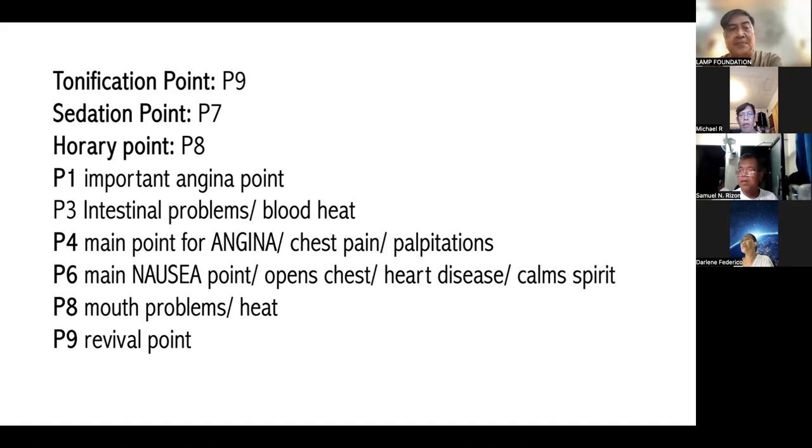Now, pericardium 3 is good for intestinal problems and blood heat. When you say blood heat, you see red spots on the tongue, which we call toxic heat. And of course, when you have blood heat, the patient is delirious and septic, so you need to already give antibiotics. If you see the connection, the deepest are pericardium 1, 2, 3. I believe you know where pericardium 3 is. But the main point for angina, chest pain or palpitations is pericardium 4.